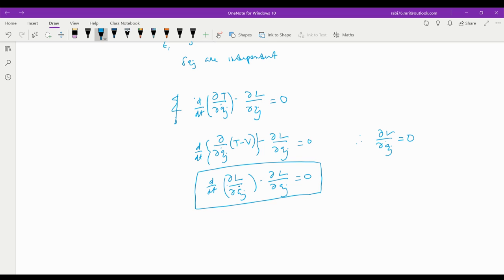The opposite can also be done. From Lagrange's equation, you can derive Hamilton's variational principle just in the reverse direction. Just do the calculation in reverse direction.